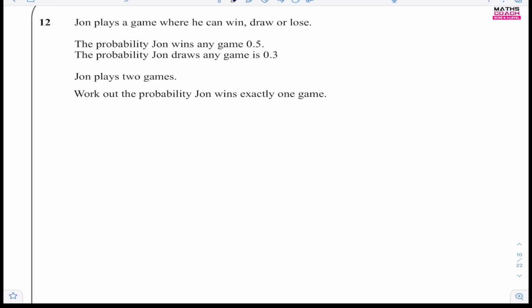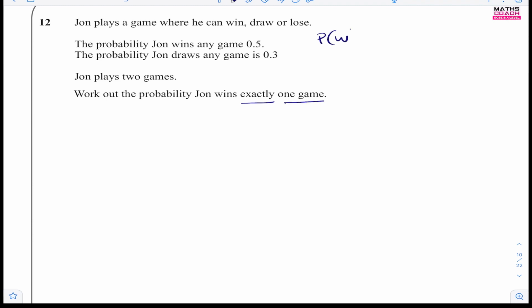Question 12. John plays a game where he can win, draw or lose. The probability John wins any game is 0.5. The probability that he draws any game is 0.3. He plays 2 games. Work out the probability that he wins exactly 1 game.